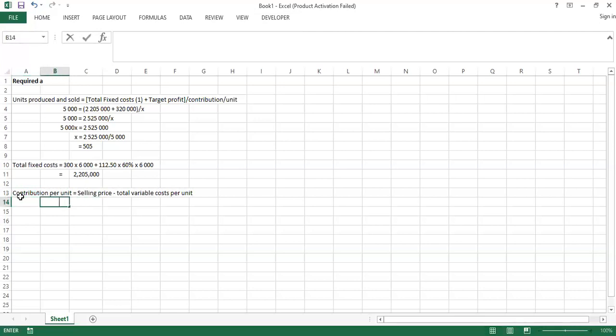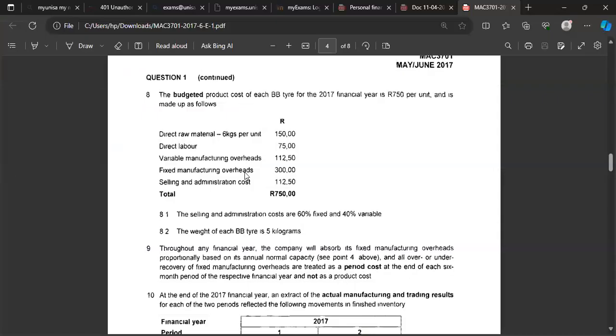We have calculated this 505, so we can put this 505 here. Selling price is what we want. So we know that if we deduct selling price from the total of our variable costs per unit, we can get our contribution. One way we can present that is in a format that's going down, in a format that they might just prefer. But you don't really have to do that if you want.